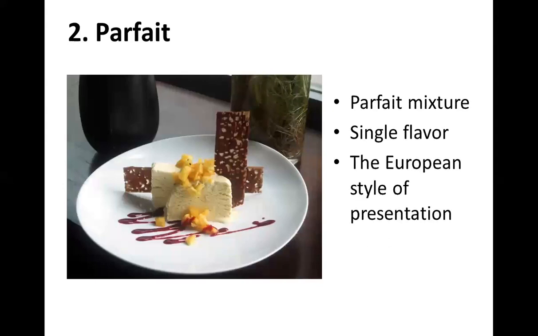The European style of presentation for parfait is molded in an oblong parfait mold or rectangular terrine mold. Once it is frozen, then these are sliced and served, accompanied by a sauce, and suitable garnishes are also used.